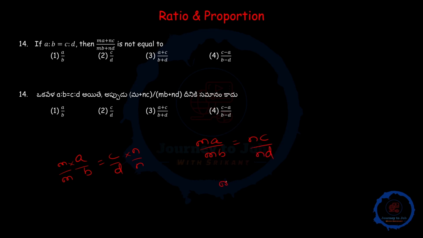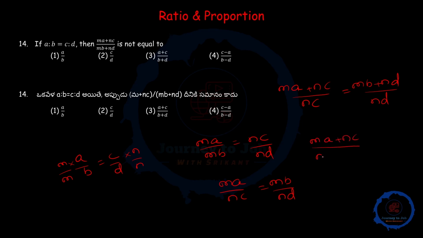Now invertendo, alternando, sorry, MA by NC is equal to MB by ND. Now componendo, (MA plus NC) by NC is equal to (MB plus ND) by ND. Now alternando again, (MA plus NC) by (MB plus ND). He is requesting this only, is equal to NC by ND. Okay, so N, N gets cancelled. This is C by D.